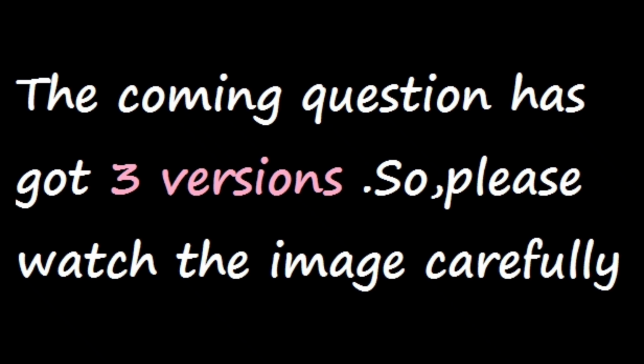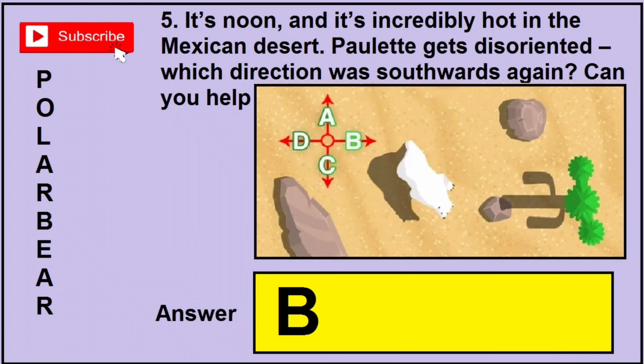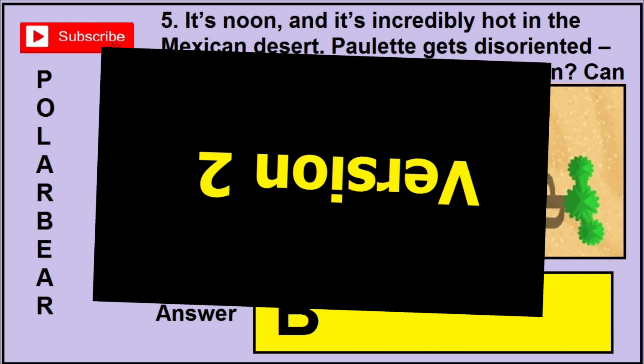This coming question has 3 different versions or types, so you need to watch the image carefully, and more specifically you need to see the alphabets A, B, C or D. So just see the alphabets A, B, C or D given above in the picture. For example, in version 1 of this question, you can see here the alphabets A, B, C and D, and just click B if you find this sort of image. And you can see B is pointing towards south, so just click B.